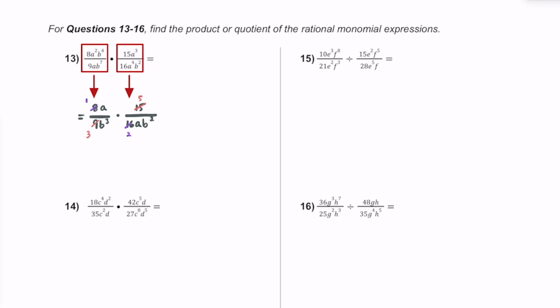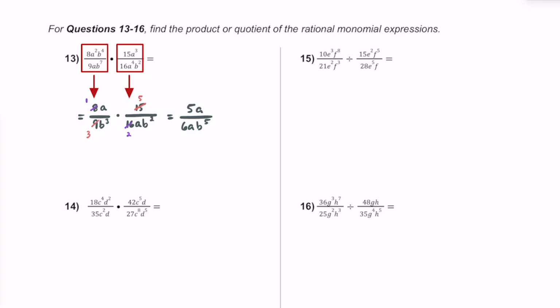So what I'm going to do is just multiply the numerators. Again, I'm going to deal with the variables in just a moment. So 1 times 5 is going to be 5, and then we have this a on top. And then on the bottom, we have 3 times 2, which is going to be 6. And then we have 1a there, and then we have b to the 3rd power times b to the 2nd power, which is going to be b to the 5th power for multiplying 5 of those b's together.